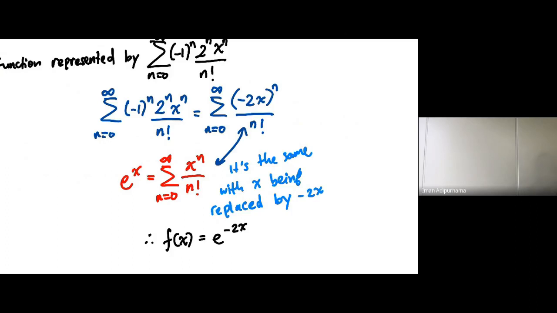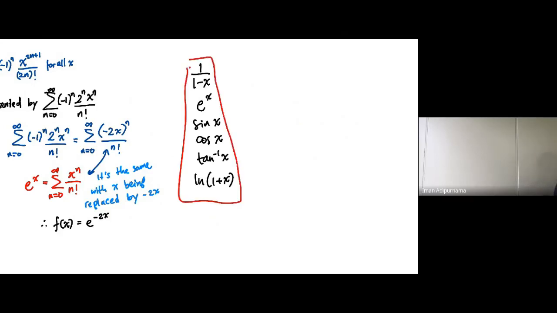Okay? But basically, that is all functions that we will try to observe. The geometric 1/(1 minus x), e to the x. Let me write here. This is the only function that you need to take care of. Okay, first is 1/(1 minus x). Second is e to the x, sine x, cosine x, the tangent inverse, and ln(1 plus x). So only this. Okay.